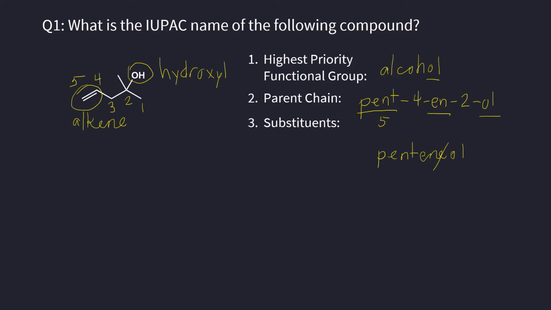For the substituents, we have one remaining substituent, which is the methyl group, which has a 2 locant. Therefore, the name of this compound is 2-methylpent-4-en-2-ol.